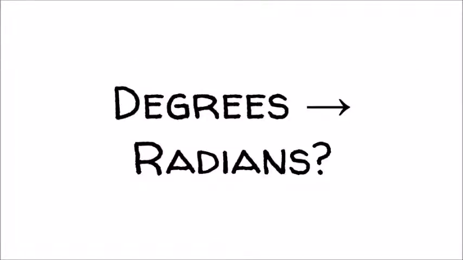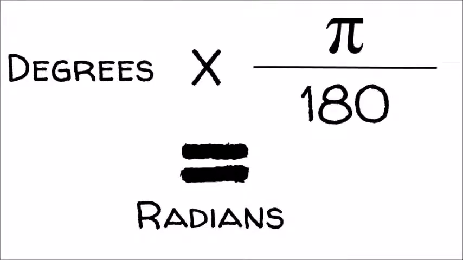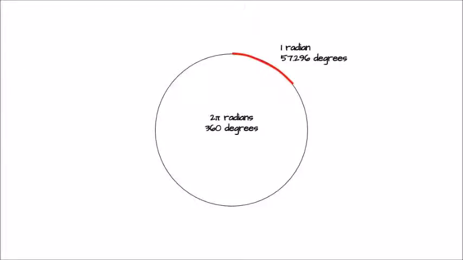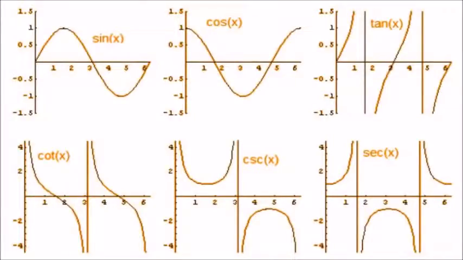But we're all used to degrees, so how are we supposed to convert them to radians? Well, to convert from degrees to radians, multiply the degrees by pi and divide by 180. To convert back, multiply the radians by 180 and divide by pi. This works because a full circle of 360 degrees is 2 pi radians, so 180 degrees is pi radians. Also, 1 radian is equal to 57.296 degrees.